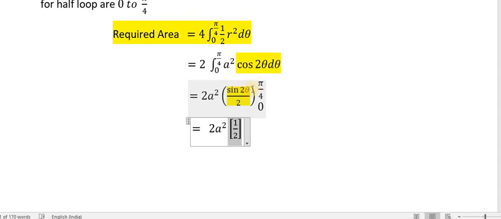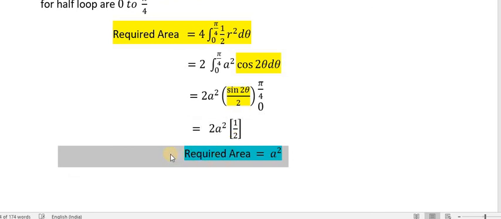So, sin π/2 value is 1 divided by 2, write as it is. Lower limit not necessary to apply because sin 0 vanishes, it is equal to 0. So, only upper limit I have applied for this. So, that is 2a square into half, that is nothing but a square, which is the required area.